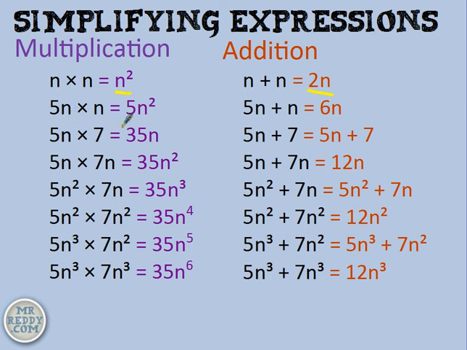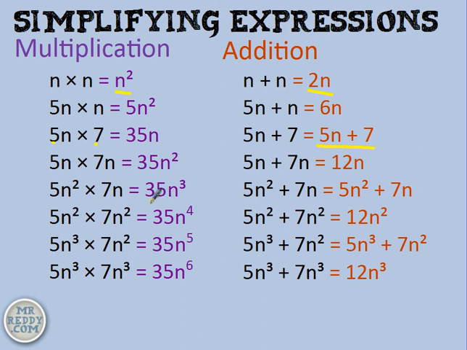5n times n gives you 5n squared, but 5n add n gives you 6n. Here you multiply the 5 and the 7 together and then times by the n, that gives you 35n. But here you can't simplify it, it's already fully simplified. So it's 5n plus 7. Here when you multiply 5n and 7n you get 35n squared, but when you add them you just get 12n.